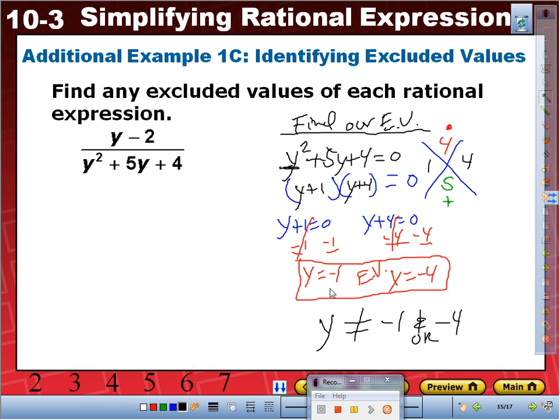So the only numbers that I cannot include in here, if I was to substitute -1 in here, what do you think it's going to give me? 0. Let's try it so that you can see it. Why is it that we exclude it? Let's see. I'm going to substitute -1. This is -1 squared plus 5 times -1 plus 4. Let's see. This is 1 minus 5 plus 4. What is 1 minus 5? -4 plus 4. Yeah. That's why we do not include that number there.